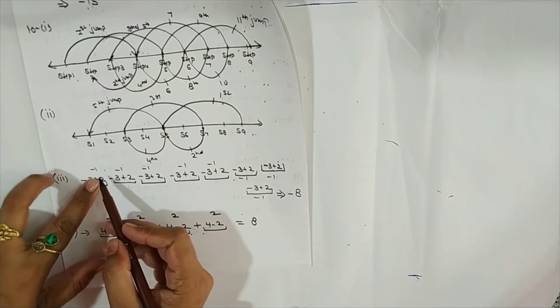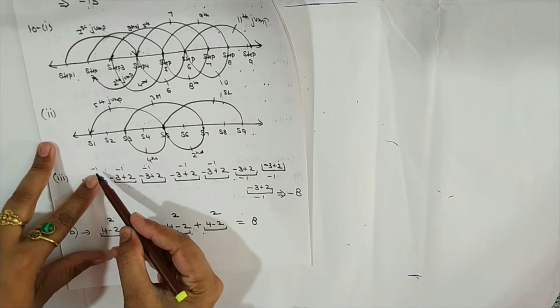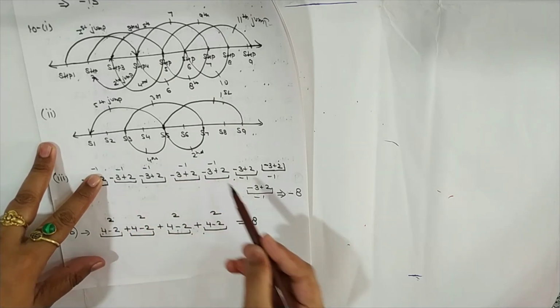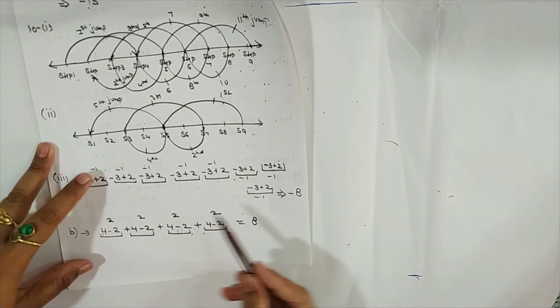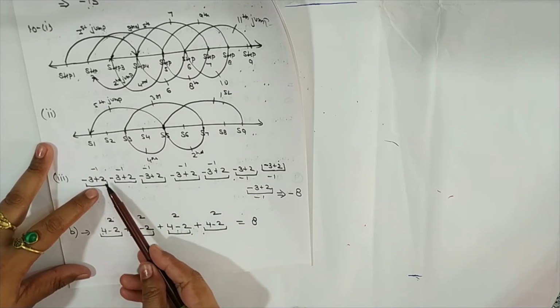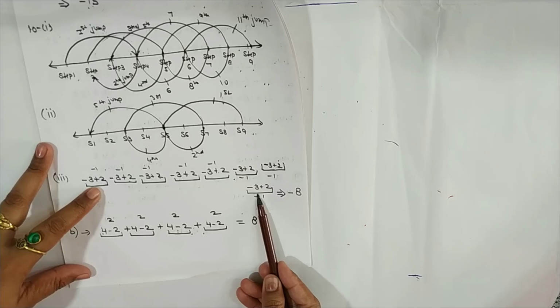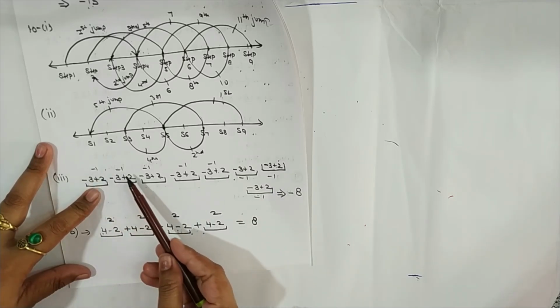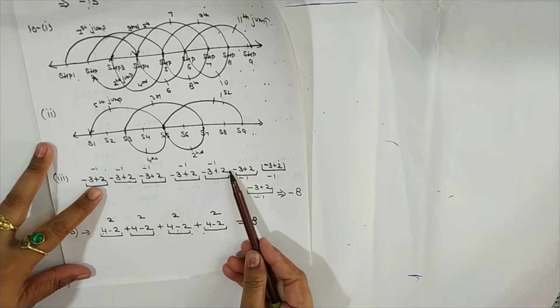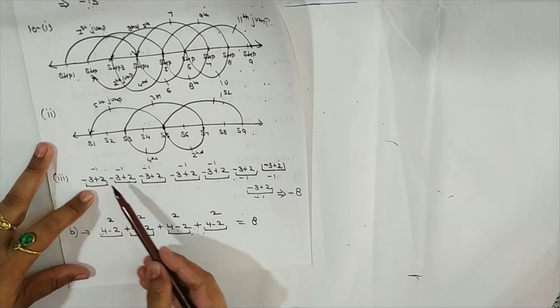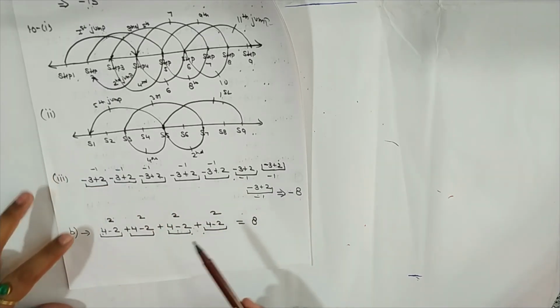It means how many times can -1 be added? So we get -8. Yes, 8 times. So 1, 2, 3, 4, 5, 6, 7 and 8. So -1, how many times will you add it? 8 times. So it becomes -8.